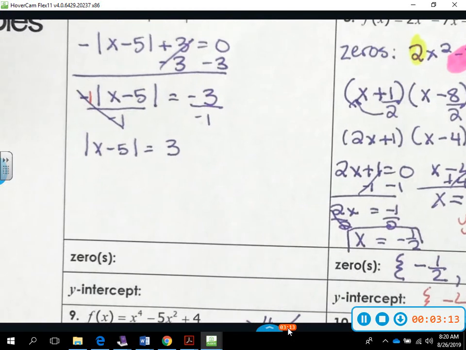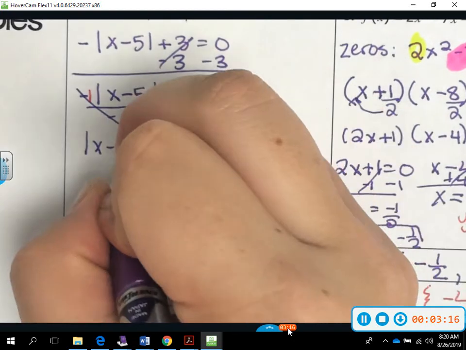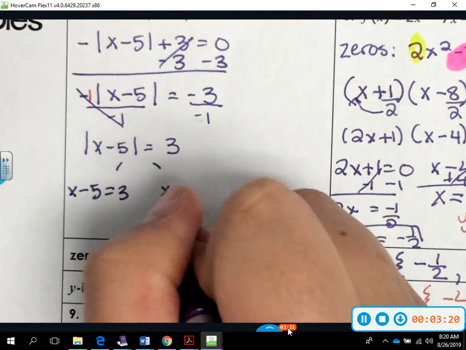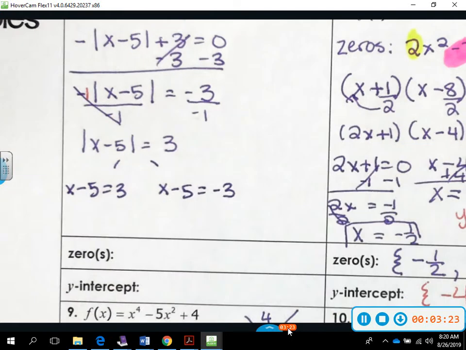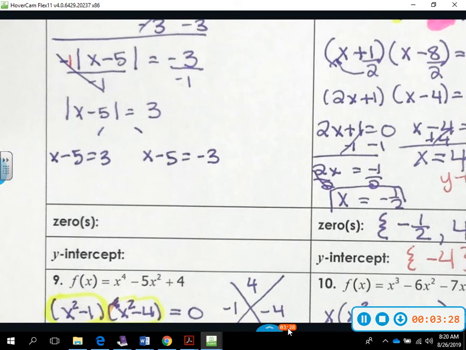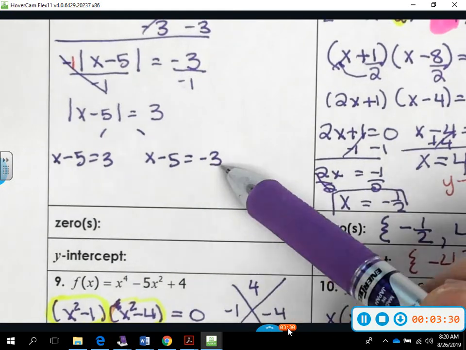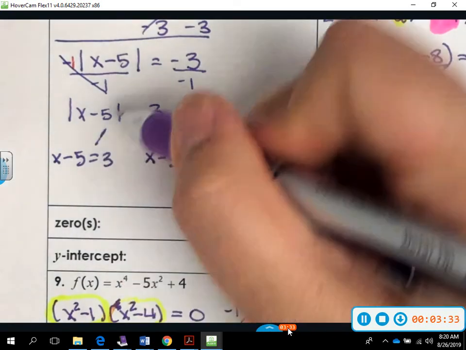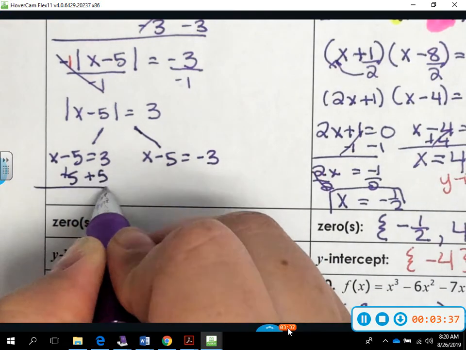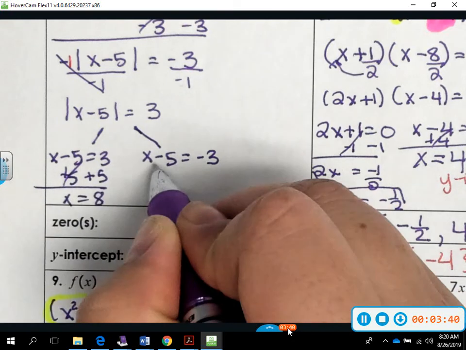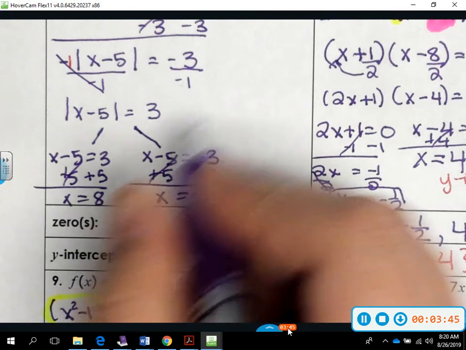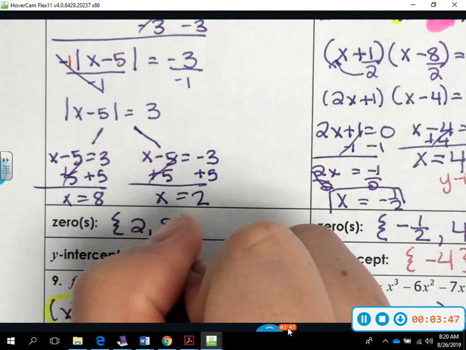Here you have to split it up into two different equations. X minus 5 is equal to 3, and x minus 5 is equal to negative 3. So this is your quick review over absolute value. So you set it equal to the original and the negative. Now just solve. So add 5 to both sides. X equals 8. Add 5 to both sides. X equals 2. So my two zeros are 2 and 8.